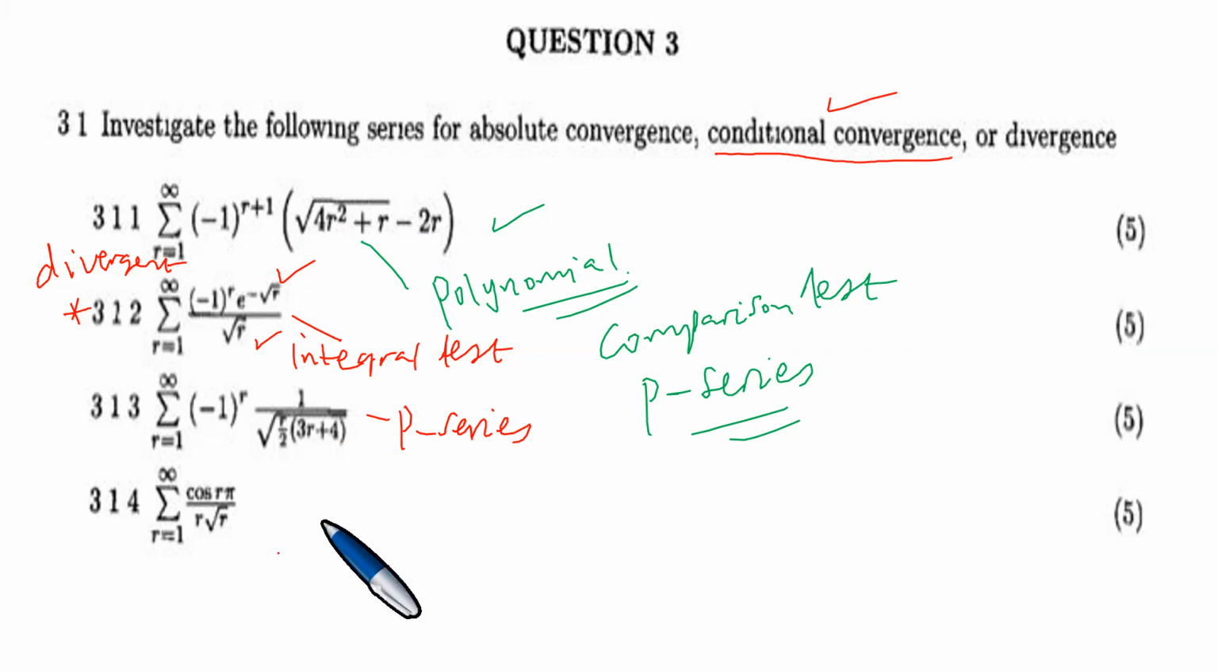What test can we use for this one? We can see that if you multiply r with r here, r over 2 times 3r, it becomes 3 over 2r squared. The r squared suggests the P series, but the only problem is the square root. So we're going to remove the square root in a clever way. How to remove the square root is as follows.